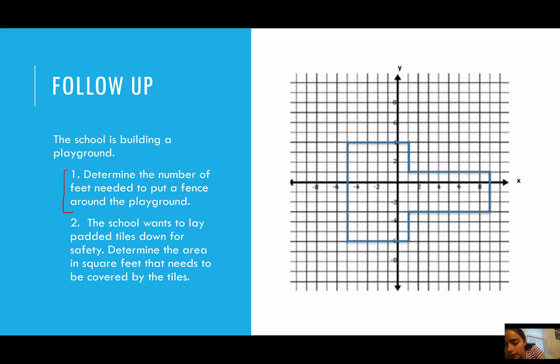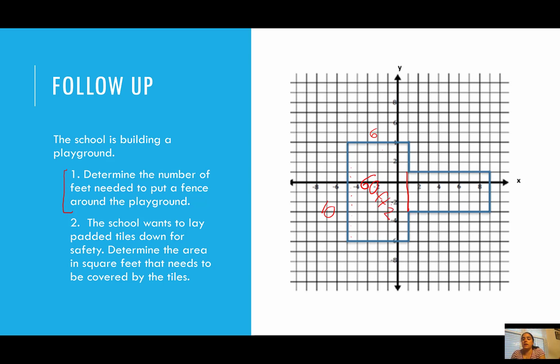When I did it, though there are lots of ways you could have done it, I split it here along that line. And then I found the area of this rectangle and this rectangle. So if I do that going across, I have 1, 2, 3, 4, 5, 6. So this is 6. Going down, it's 1, 2, 3, 4, 5, 6, 7, 8, 9, 10. 6 times 10 gives me an area of 60 feet squared.